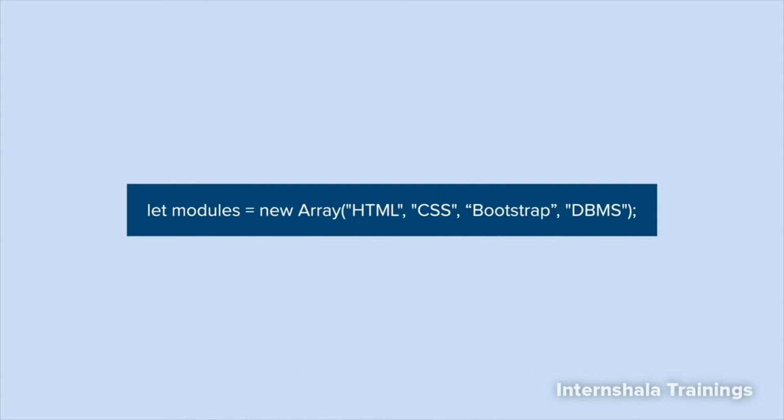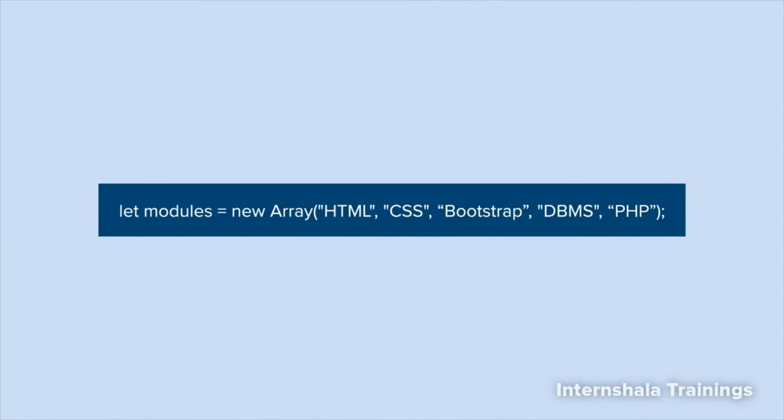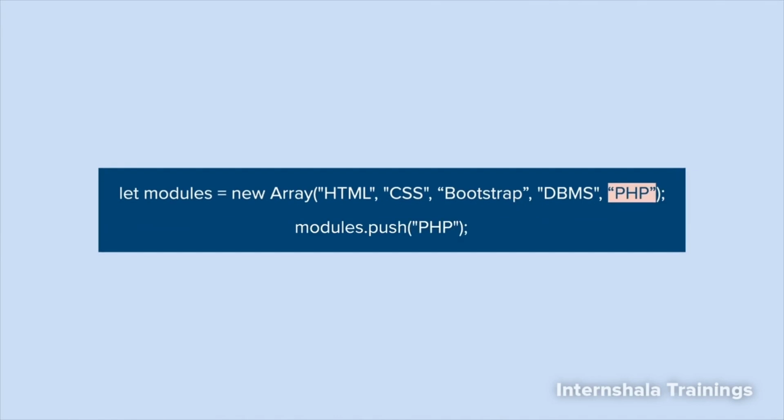Earlier, we defined this array where we had 4 elements. Now, if we want to add the fifth element PHP to this array, we can use the push method like this. This will add the PHP as the fifth element of the array.